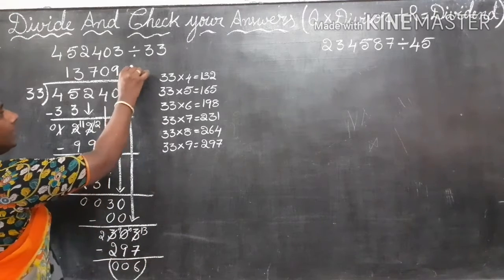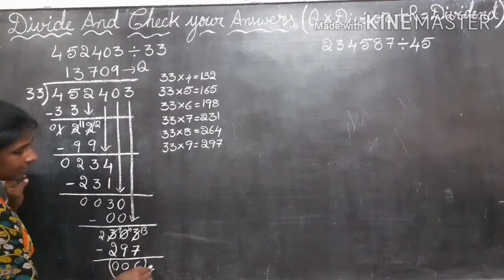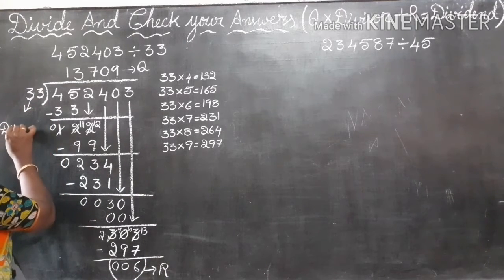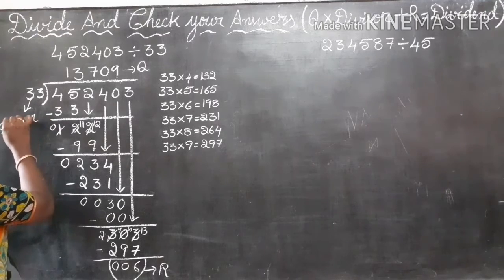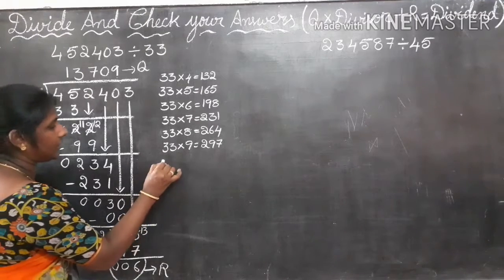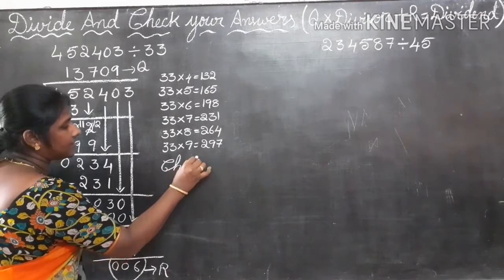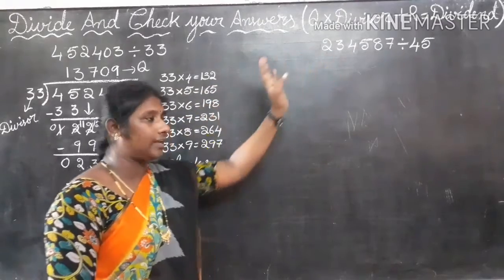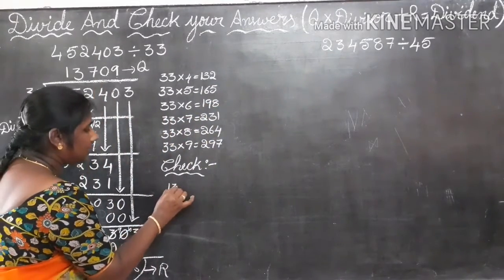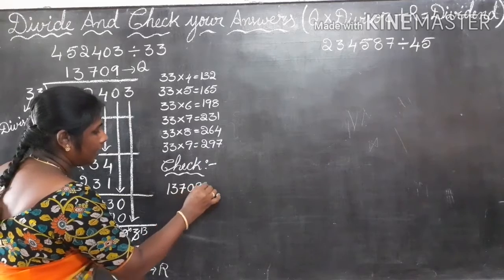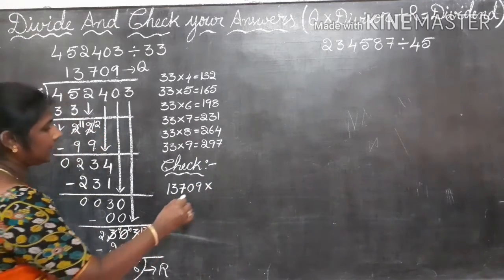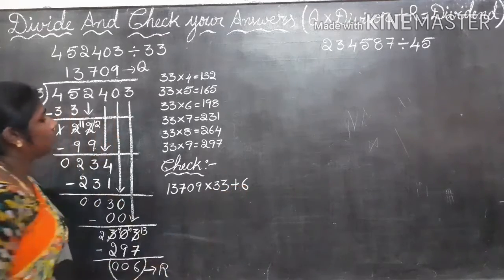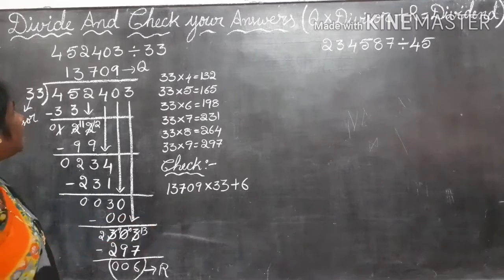So in this, it is quotient, it is remainder, it is divisor. Now we have to do the check for this. What is the check for this problem? Quotient into divisor. Here quotient is 13,709 into, what is the divisor? 33, plus remainder 6.